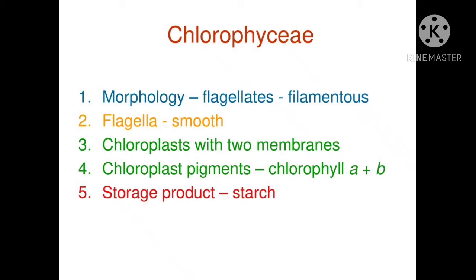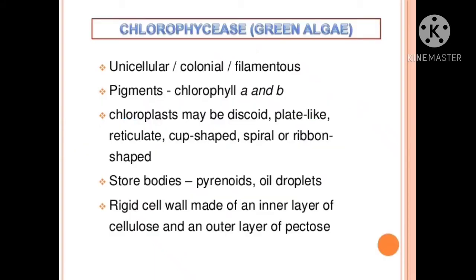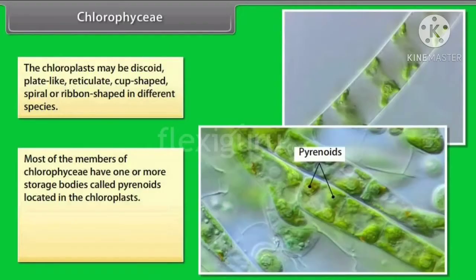Now if we talk about the food store, the stored food is in the form of starch only. They may store the food material as starch in the form of pyrenoids or in the form of oil droplets, and the cell wall is made up of cellulose and an outer layer of pectose. Chloroplast may be discoid, plate-like, reticulate, spiral or ribbon shaped in different species, as I have discussed. You can see the presence of pyrenoids here, present on the boundaries of the thallus structure.